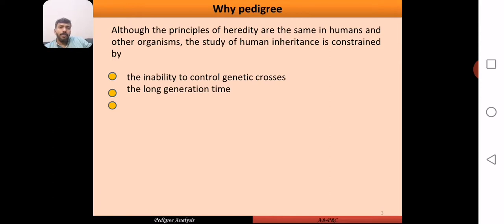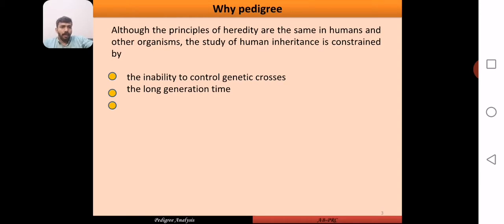Which means if you want to observe a character, just like Mendel observed in his pea plant, he was observing the first generation, second generation and third generation. That was done within a few months. But in the case of human beings, if you want to observe the expression of a particular trait in 3 generations, you will have to wait for at least 50 years. So the generation time is another problem with the normal genetic crossing studies.